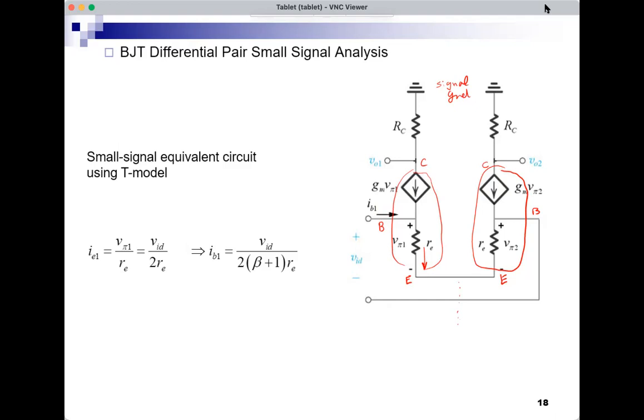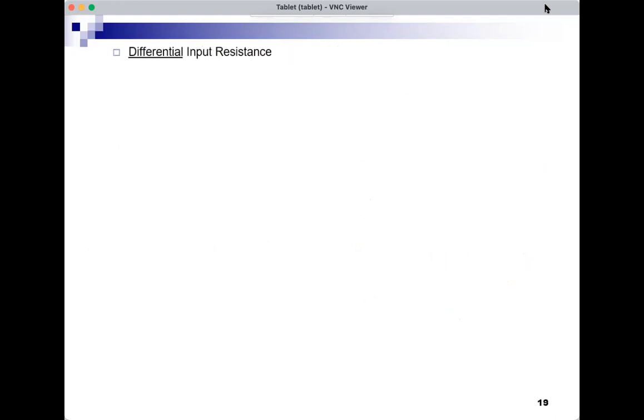The input current is not 0. It is VID over 2 into beta plus 1 RE. And this is a hint to what is the input resistance. IB1 is the input current, VID is the input voltage. And this gives me what we call now the differential input resistance. This is when the input voltage is differential. RID is VID over IB1. IB1 is the input current flowing out of the VID source. So it's 2 into beta plus 1 times small RE, but beta plus 1 times small RE is R pi.